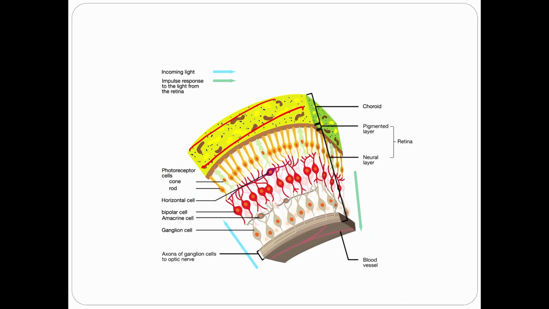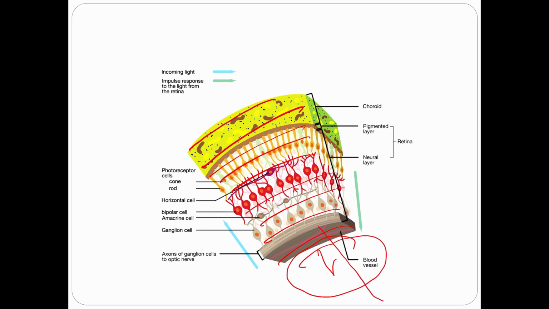So, see these layers from outside in, and here is your vitreous. So, light enters from here. So, this was your class regarding the layers.